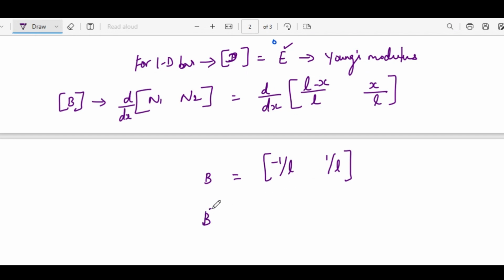What will be B transpose? We just have to take the row into a column and column into a row. So B transpose is minus 1 by L and 1 by L. This will be the B matrix.